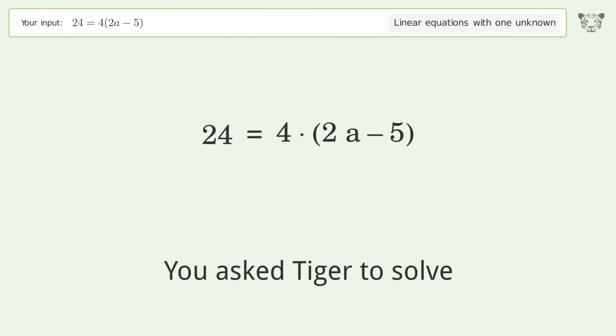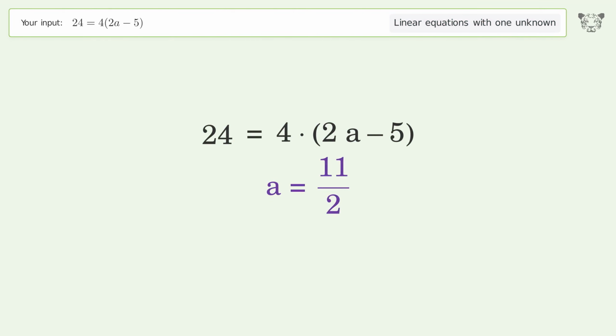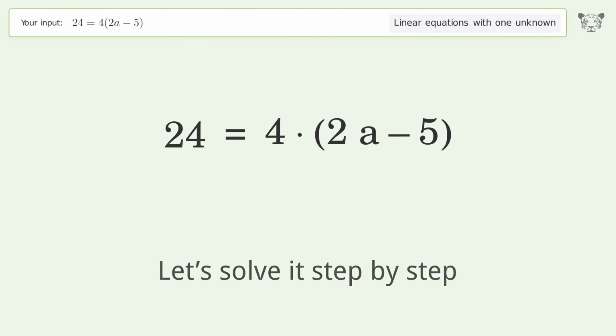You ask Tiger to solve this. This deals with linear equations with one unknown. The final result is a equals 11 over 2. Let's solve it step by step.